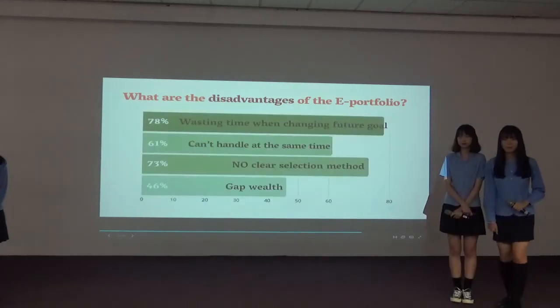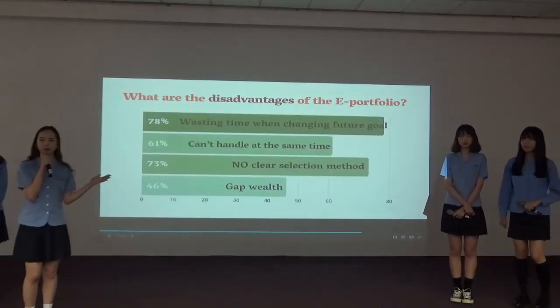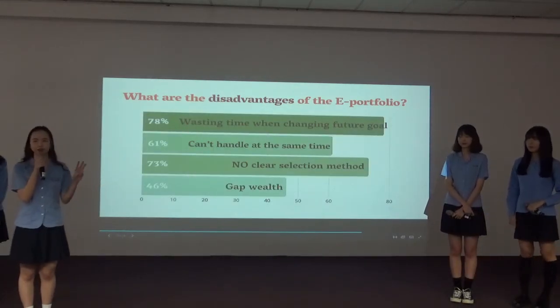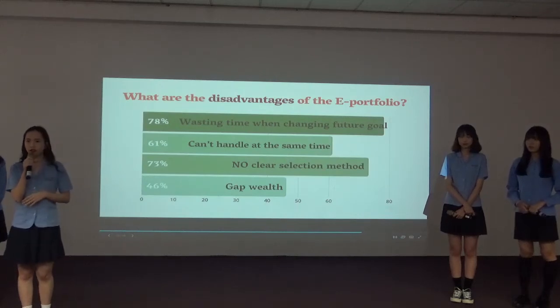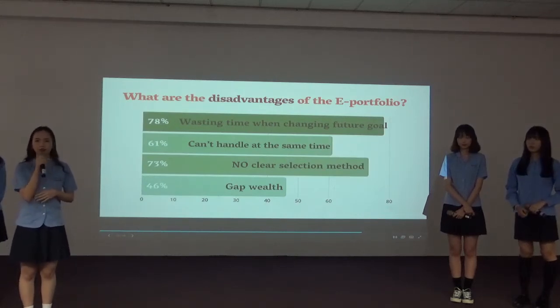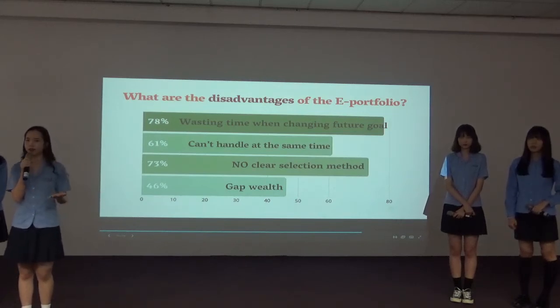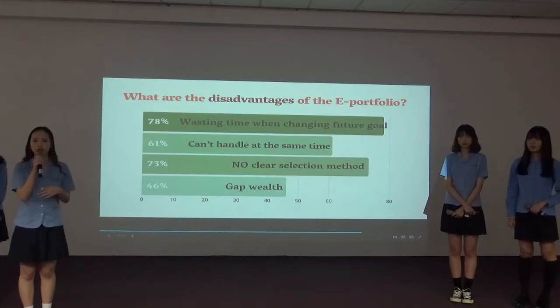Third, what are the disadvantages of the e-portfolio? There are 3 points that make students think the e-portfolio is useless. If the future goals change halfway, it will cause 3 years of results to be wasted. What's more, students cannot deal with schoolwork and the e-portfolio at the same time, and each college doesn't set a clear selection method.